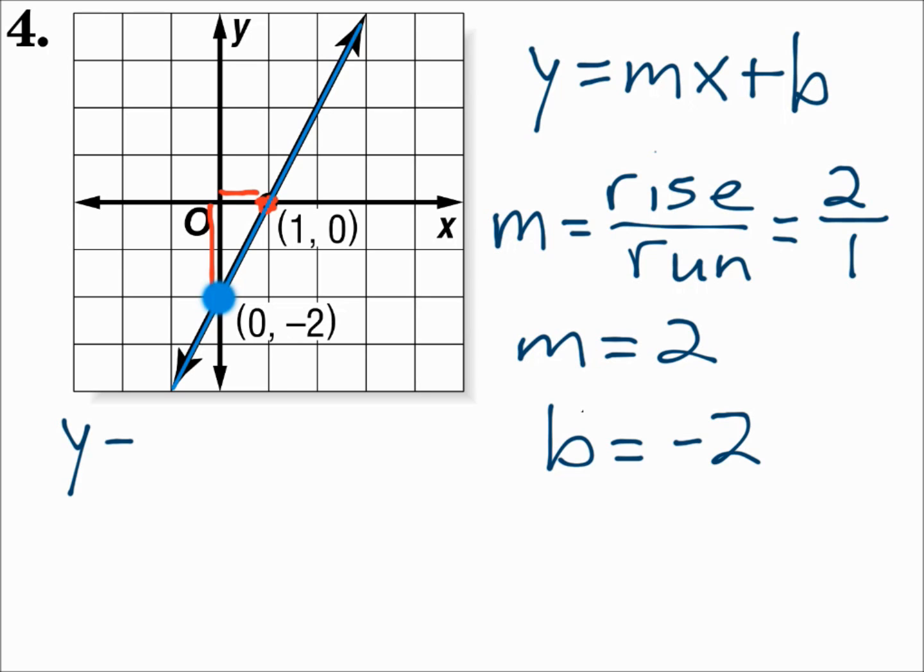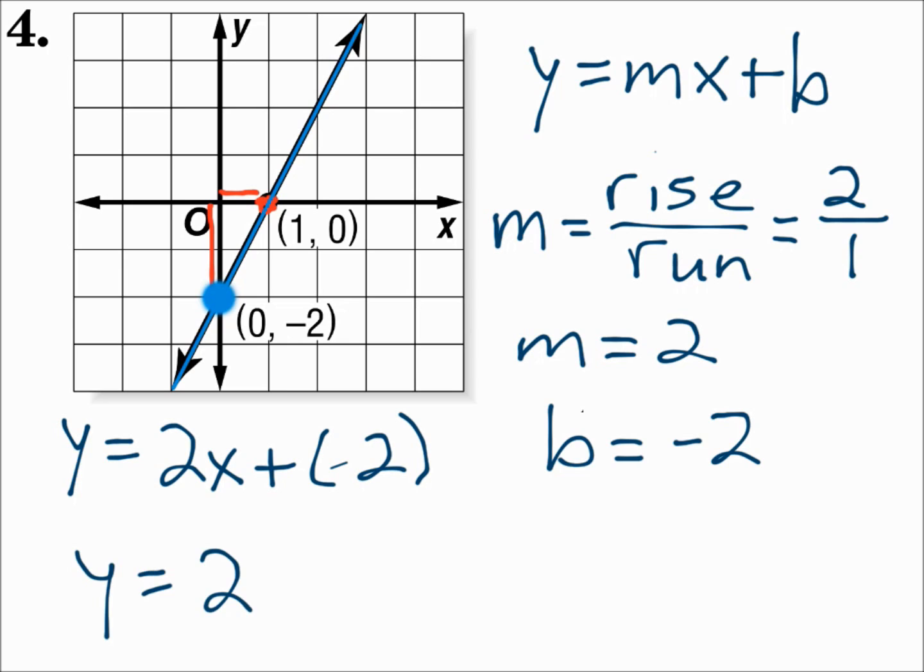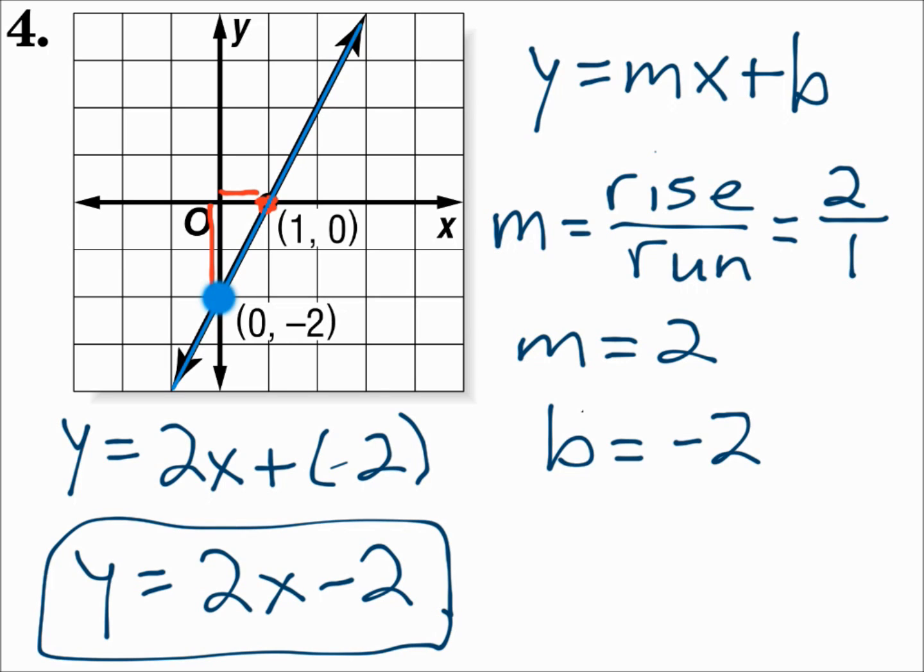Now when you substitute into slope-intercept form, m is 2, and b is negative 2. Simplify that. Y equals 2x minus 2. Remember, don't say something plus a negative. Instead, just say minus the number. Find the slope first with rise over run, find the y-intercept, and substitute in.